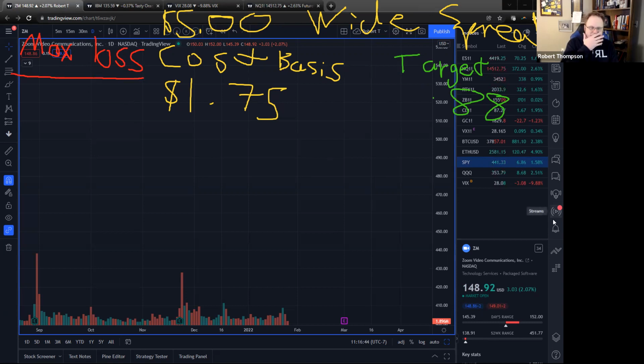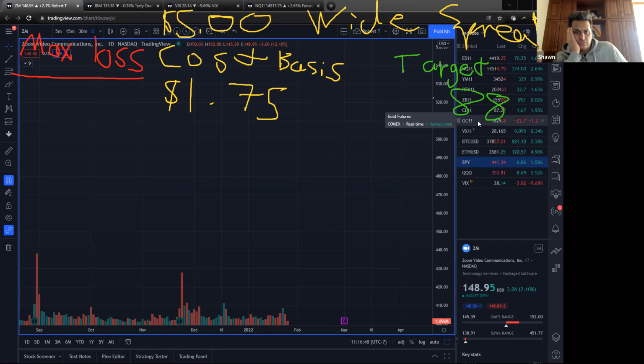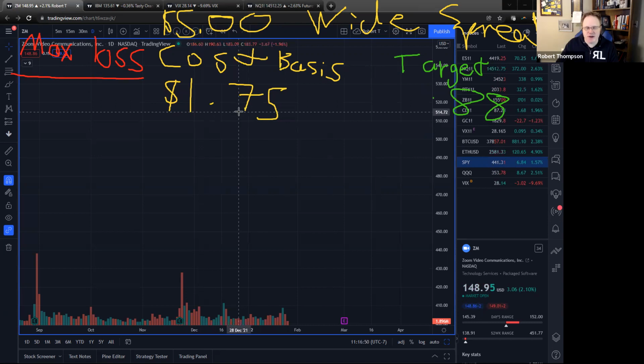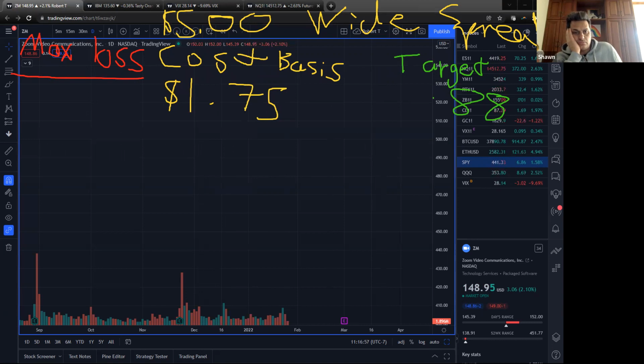Anybody know? $5 minus 88 cents. We sold the spread for $1.75, so it would actually be $5 minus $1.75. Which is $4.25. No, $3.25. Sorry.